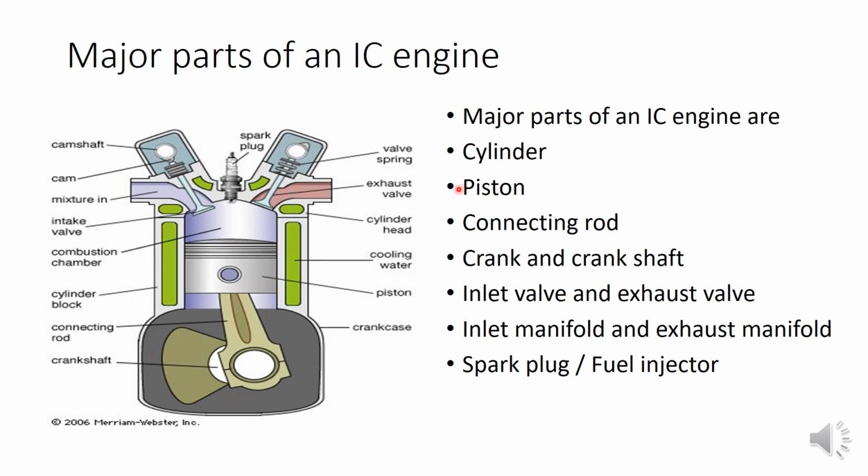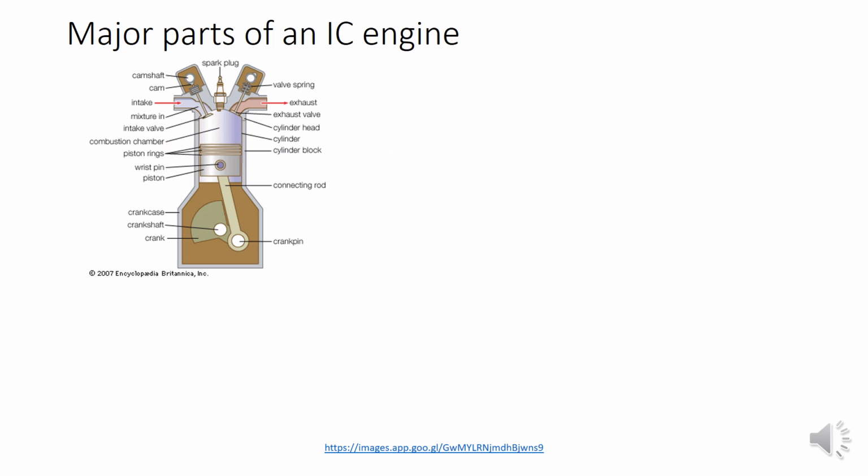So we have a cylinder, piston, connecting rod, crank and crankshaft, inlet valve and exhaust valve, then inlet manifold and exhaust manifold, and spark plug or a fuel injector. Now let's go deep into this one by one and see what the functions of these individual components are. So we will see the first part. The first part of an IC engine is a cylinder.